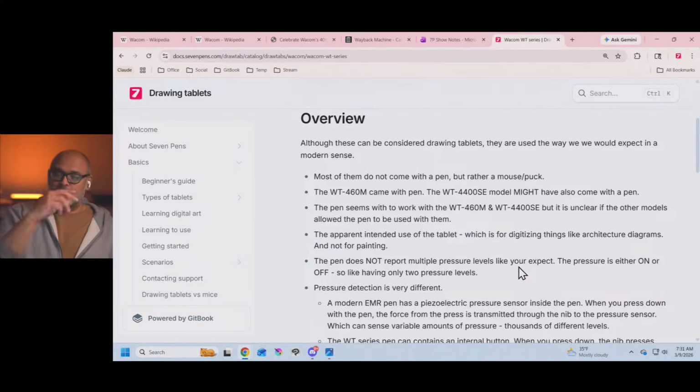Another thing that Cube revealed to me: this pen does not have pressure levels. Like, it's either 0 or 1. So I guess you could say there are 2 pressure levels. There's not 4 or 8 or 16 or 1,000 or 8,000. There's just 2, on or off, okay?